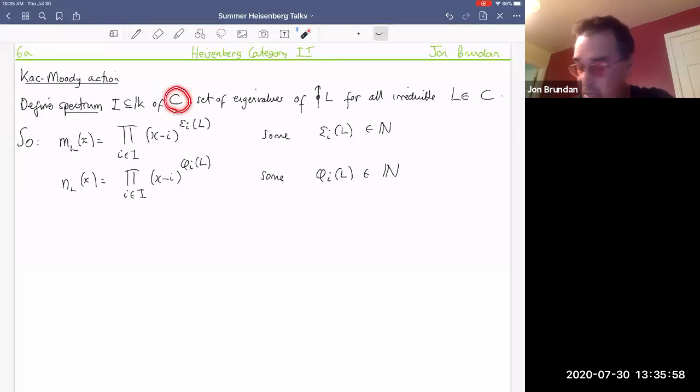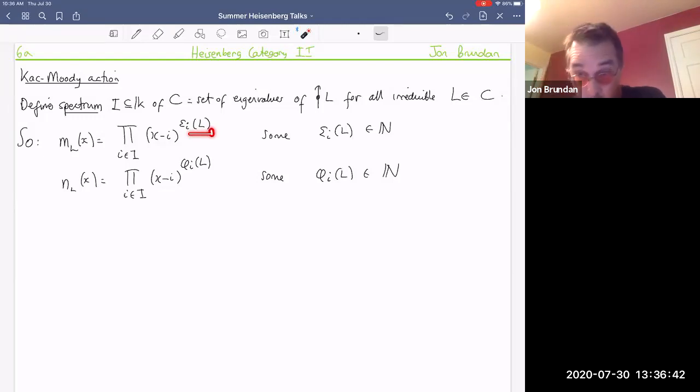Let's develop a bit more theory. So there's our category C. The next thing I've got to define is the spectrum of C, which I call capital I. That's just going to be a subset of the field. The spectrum means the set of eigenvalues of all of these up dots acting on all irreducibles L in C. In other words, the elements of the set I are the roots of all of these minimal polynomials ML of x. ML of x is going to factor as the product over I of linear factors x minus I to some power, and I denote that power, the multiplicity of I as a root of that minimal polynomial, by epsilon I of L.